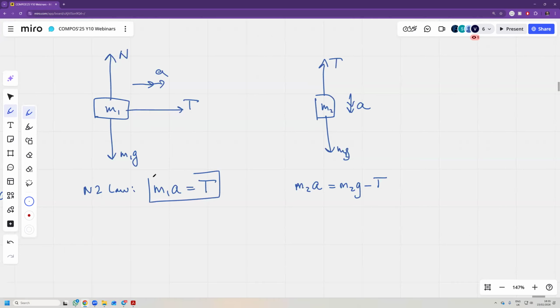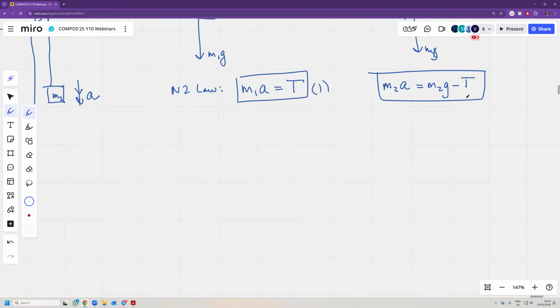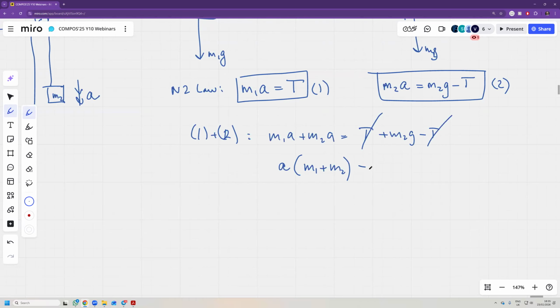So we've got two equations, and now we can add them up. Equation 1 plus equation 2, and we get M1A plus M2A. So we've added the left-hand sides, and now I'm adding the right-hand sides, T plus M2G minus T, T cancels, and we get acceleration times M1 plus M2 equals M2G. Acceleration is M2G divided by M1 plus M2.